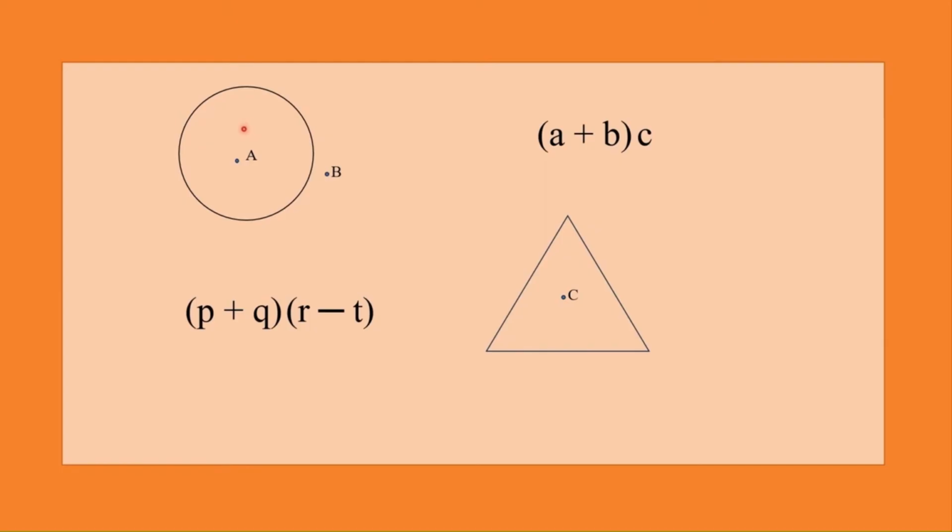And how about point B? Point B can be anywhere outside the circle. But closer to the circle. It's better it is closer to the circle. Now next, in the case of a triangle, if I ask you to mark a point C inside the triangle, it can be anywhere inside the triangle, not necessarily the way I have marked it. So I hope you understood the difference.